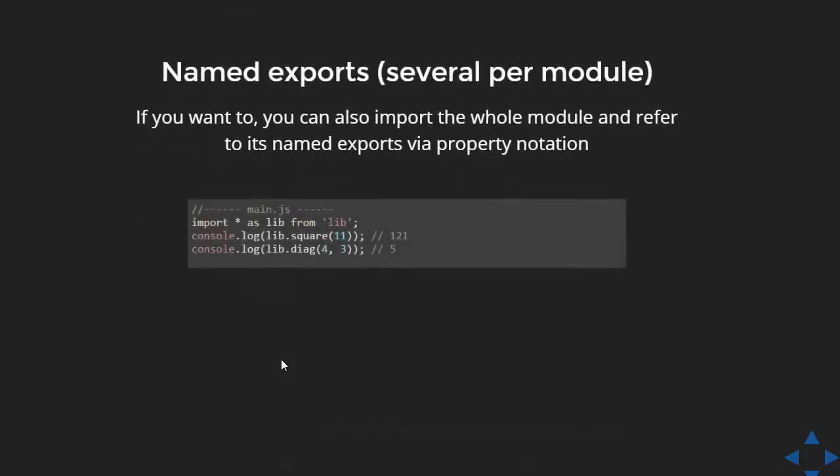Another way of exporting is to export as an alias: export everything from this lib as lib. Then using lib dot, you can access the methods. This is also a named export, with several functions per module.